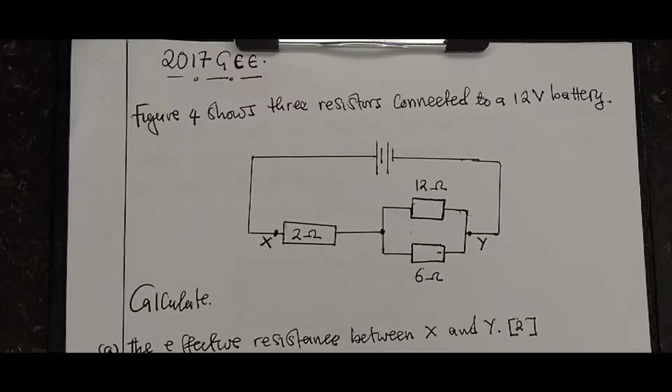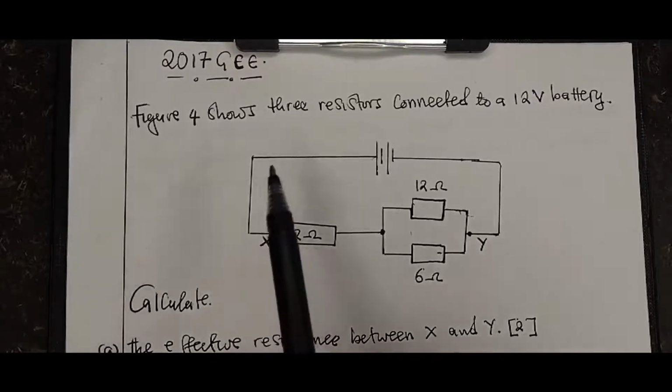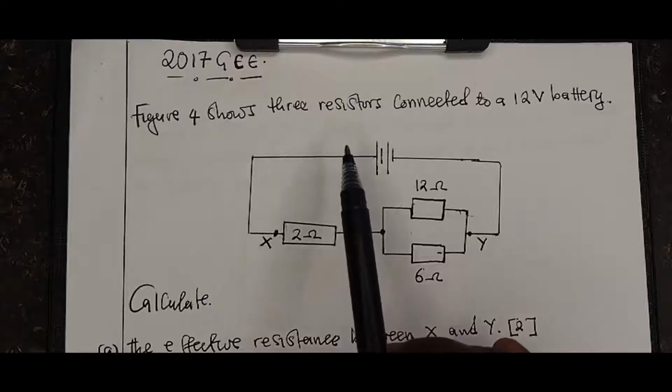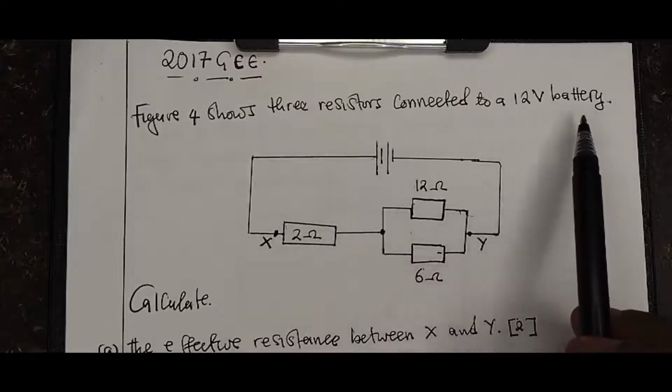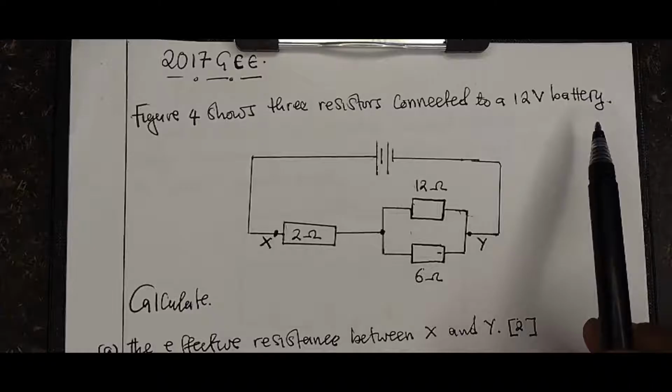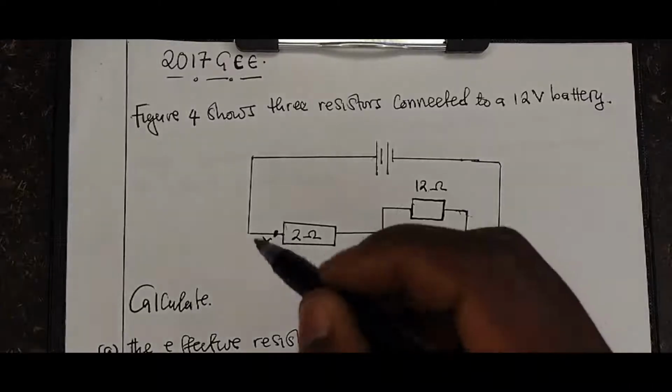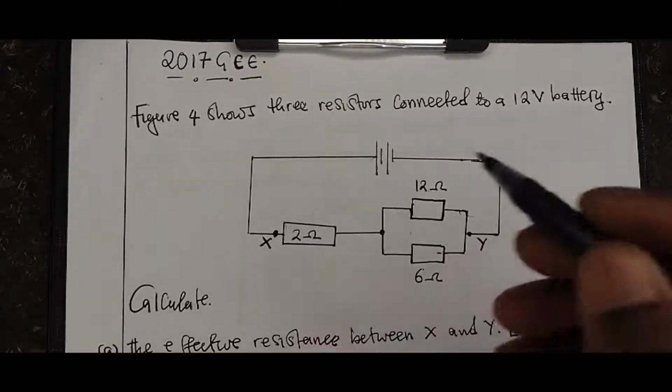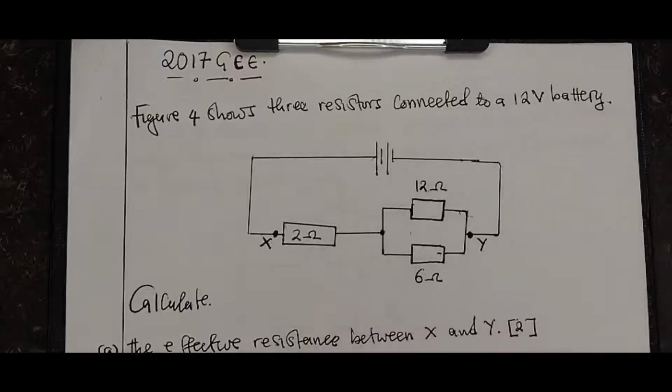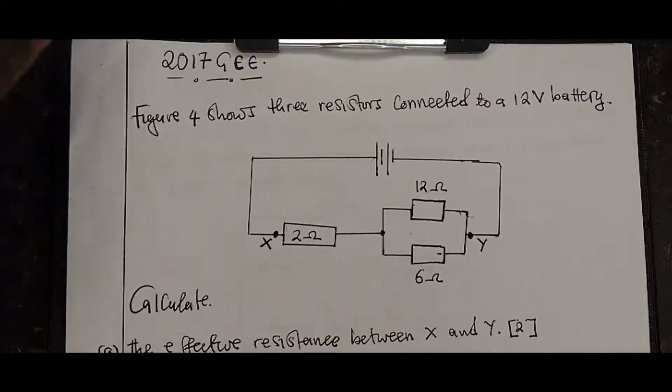Here is the second question, and this question is coming from 2017 GCE. Figure 4 shows 3 resistors connected to a 12 volts battery. Figure 4 shows points X and Y. So X is here, that is point X, and point Y is there. We are calculating the effective resistance.